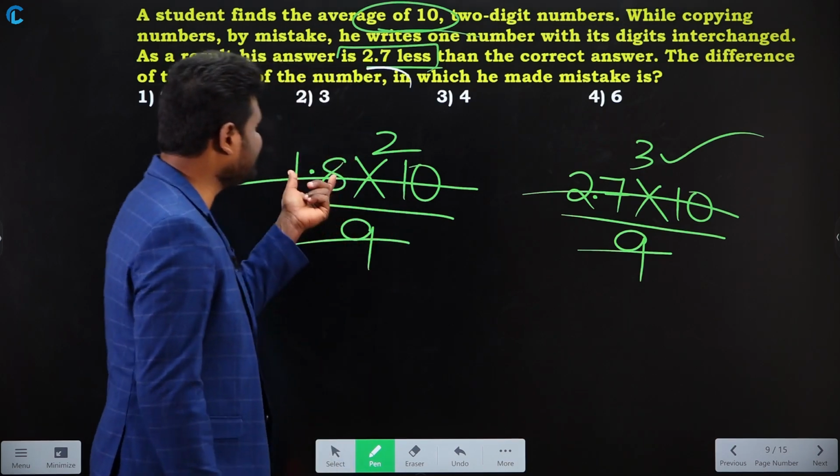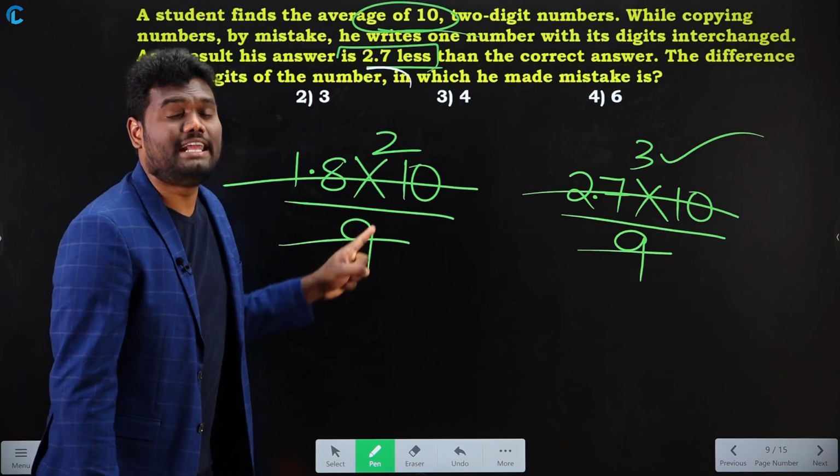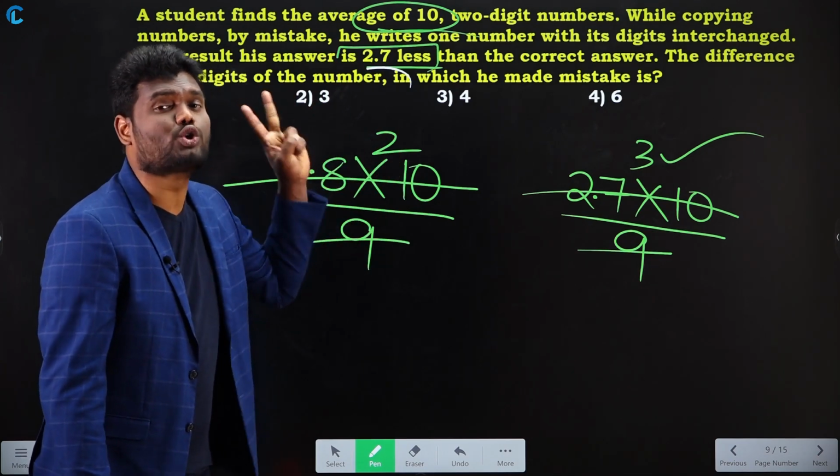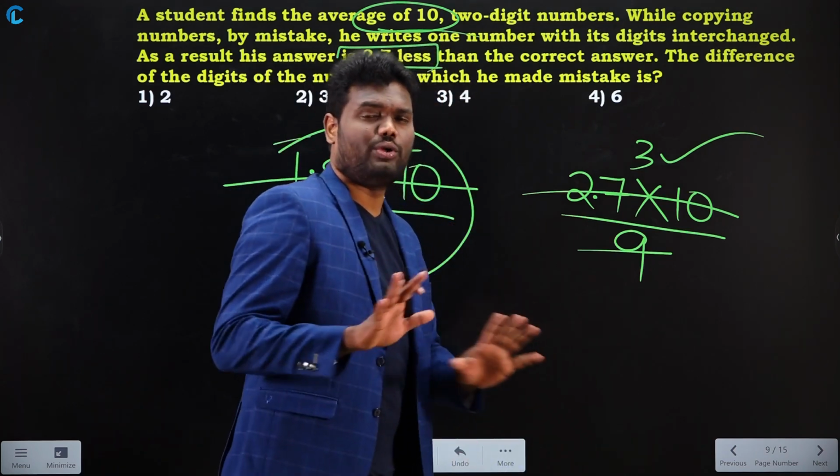Very simple. Just take whatever difference you got into 10. Why? Because you have 10 numbers. Divide by 9. Why? Because these are 2-digit numbers. If you do this calculation, you can get those answers much faster without doing any lengthy calculation.